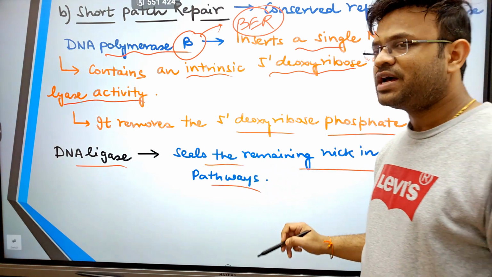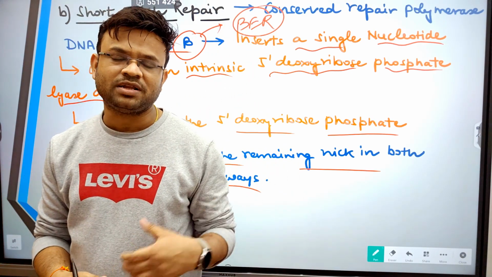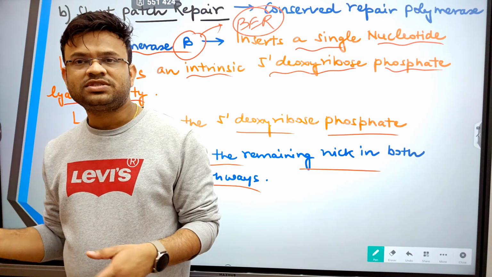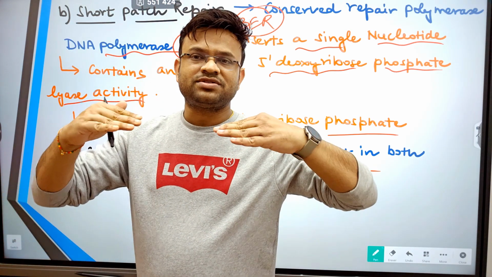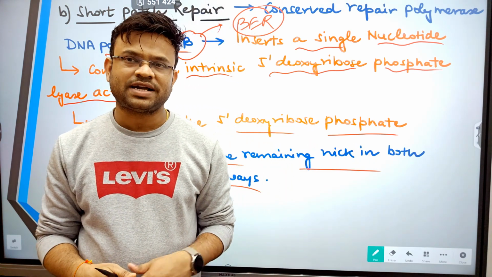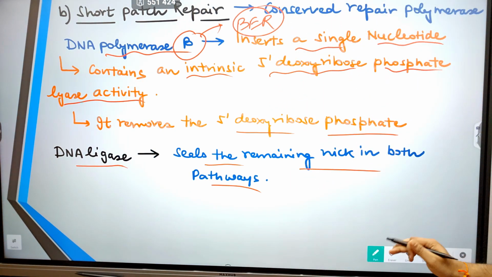in both the pathways. Whether you are going for long patch repair or short patch repair, in both cases you will have to use DNA ligase, because after the repair you have to join the two strands. That is why DNA ligase will be used. Now quickly we will see a diagram, and finally we will understand how this is working. You can take an image of this so that we can move forward.